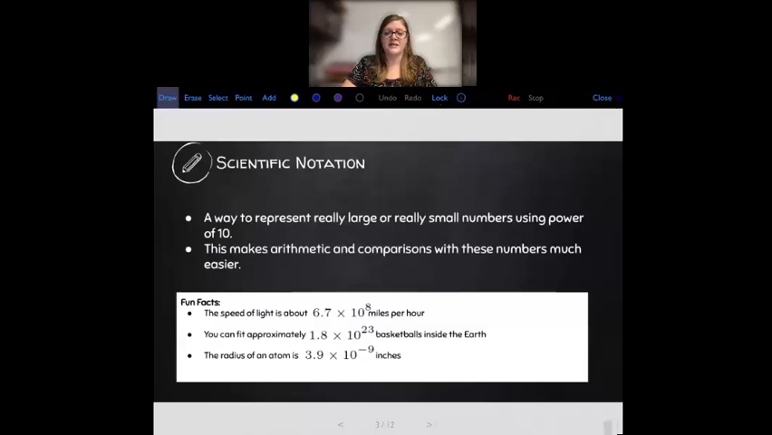So just a couple fun facts using numbers written in scientific notation. The speed of light is about 6.7 times 10 to the 8th miles per hour. You can fit approximately 1.8 times 10 to the 23rd basketballs inside the Earth. And the radius of an atom, the building blocks of everything, is 3.9 times 10 to the negative 9th inches.